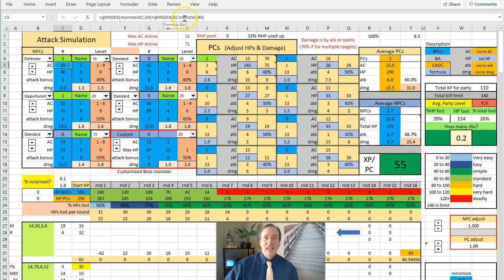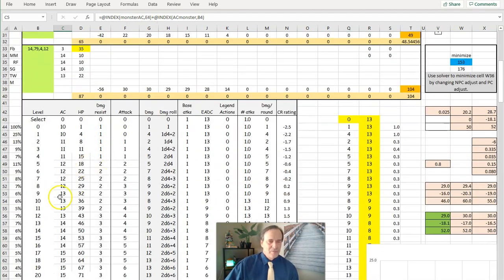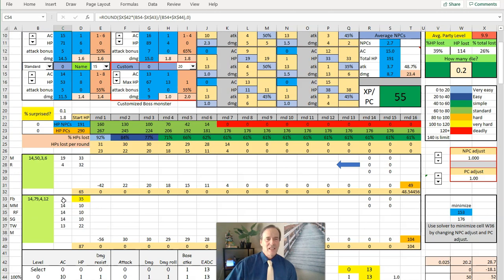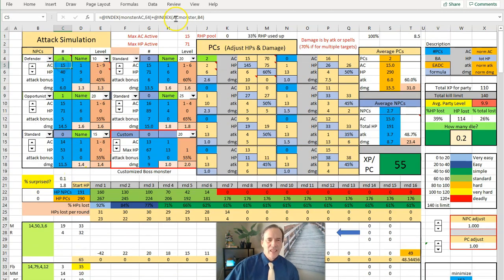And it's also adding in the AC monster from the monster roll. So where do those indexes come from? If you know how to index in Excel, you'll know that this first part, index of monster AC of E4, which is level 10, is going to go down here, find level 10, come over here to the AC and choose 13. So it's going to index that number by referencing these particular numbers. So the first number is the E4. And then the second number, the index for the AC monster from B4, is from the defender.